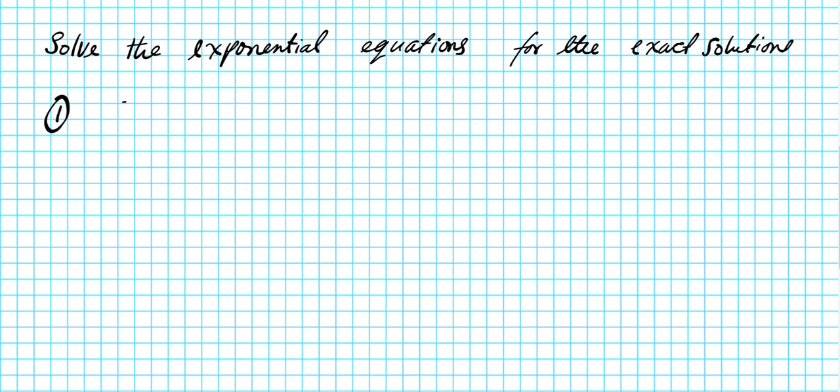Let's say we have 5 raised to the x power equals 625. First question we're going to ask ourselves, since we're looking for the exact solution, is: can I express the number on the right as a power or as an exponent with the same base as the exponential term to the left? So that's the question. Can I write 625 as 5 to a certain power?